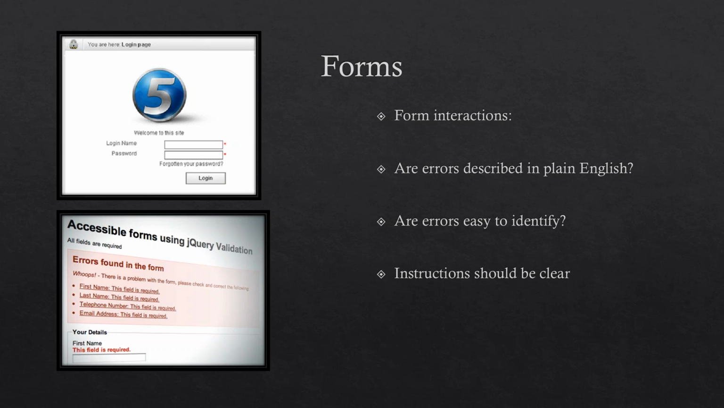Do the error messages make sense to you? Can you fix the form and fix the data you've entered based on the errors that have been described to you? Are they described in plain English? Is it easy to identify where the errors are on the form? Obviously, all instructions should be clear as well, so you should be told from the outset where you need to put the phone number in, what fields are required, and so on.